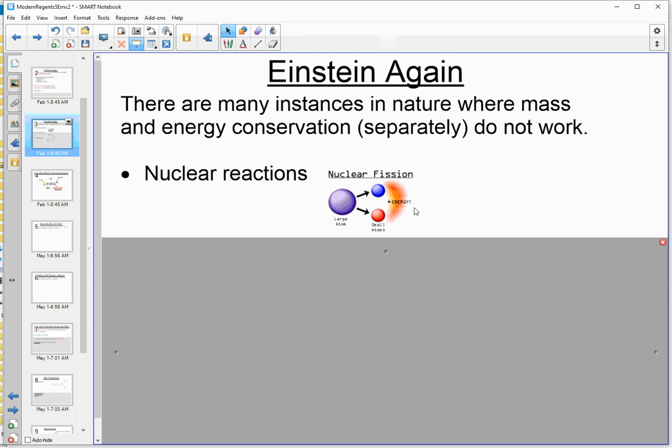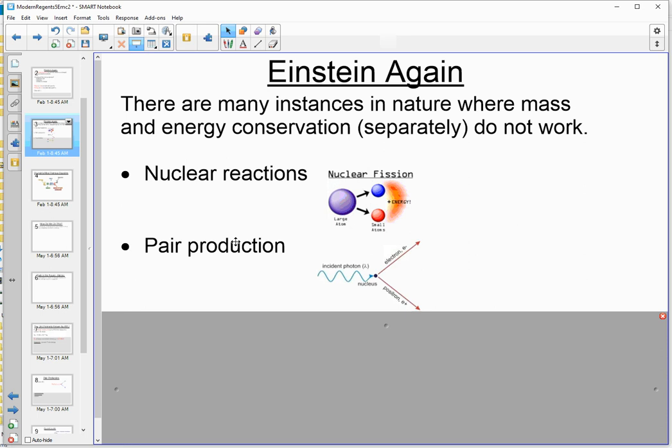But notice it says plus energy here. That energy came from the missing mass. So when you destroyed a little bit of mass here, it turned into energy. But still, in 1905, when people were noticing this, it was a very disturbing finding that mass before did not equal mass after.